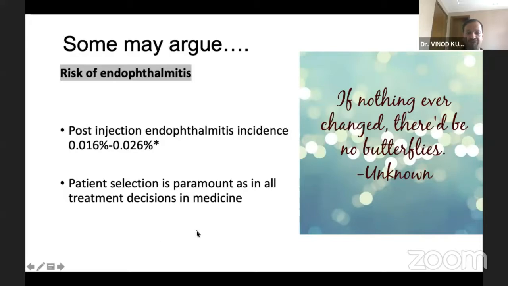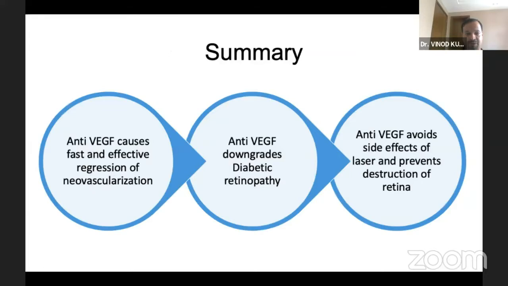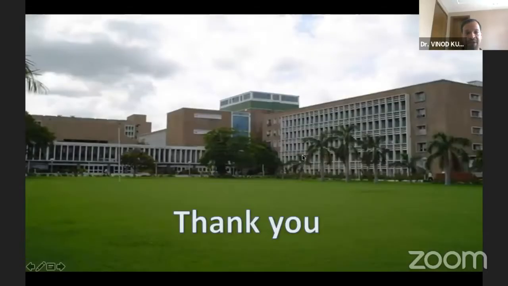The risk of endophthalmitis, we have seen, is quite significantly low, and patient selection is paramount, as in all treatment decisions in medicine. To conclude, anti-VEGFs cause fast and effective regression of neovascularization. Anti-VEGF downgrades the diabetic retinopathy, avoids the side effects of the laser, and prevents the destruction of retina. Thank you very much.